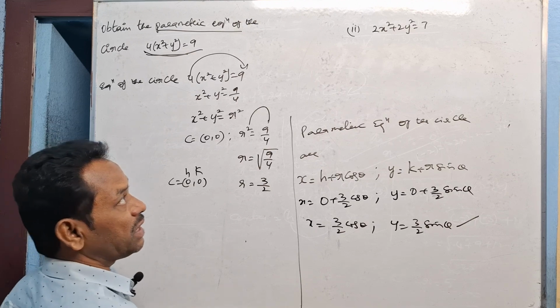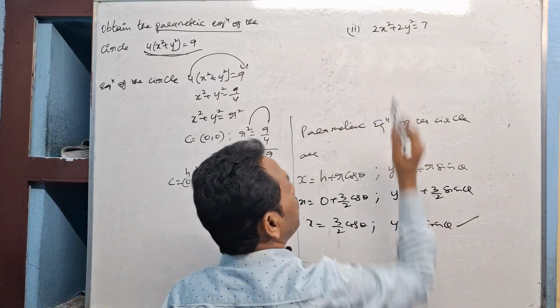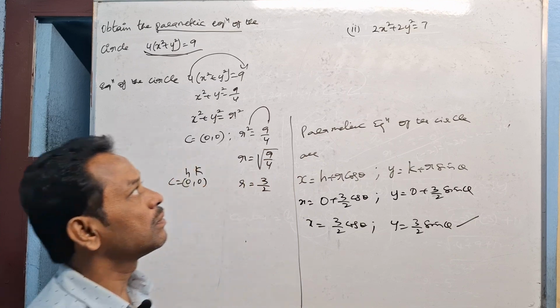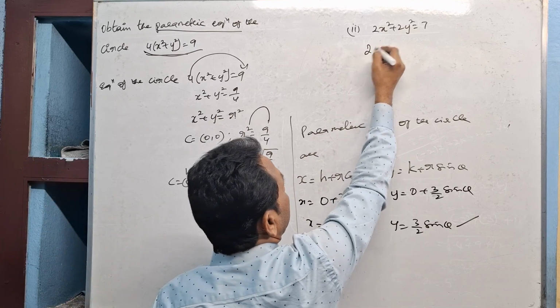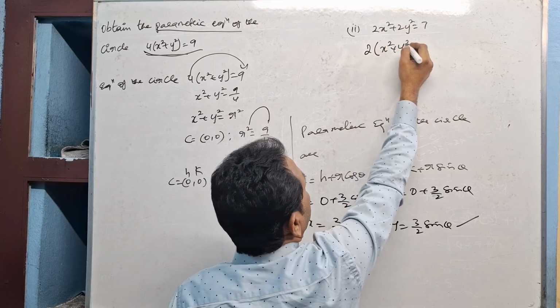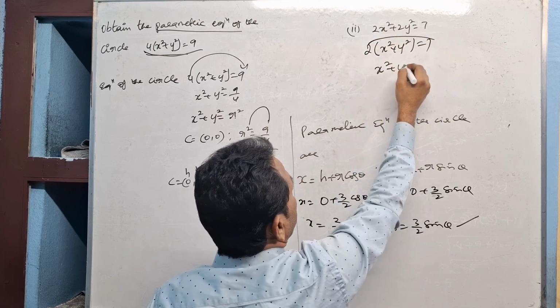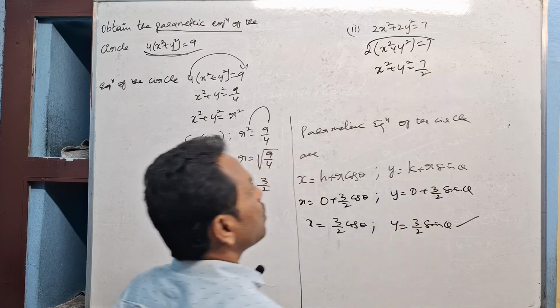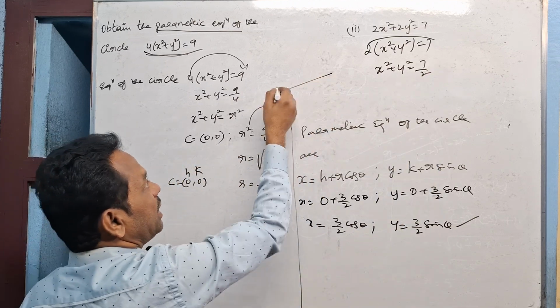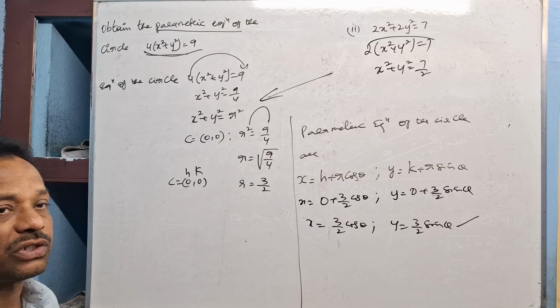In the next question, the equation of the circle is 2x square plus 2y square equal to 7. So let me take 2 common there. We'll get x square plus y square equal to 7. Now 2 is shifted that side. x square plus y square equal to 7 by 2. So here use the same method to find the parametric equations of the circle.